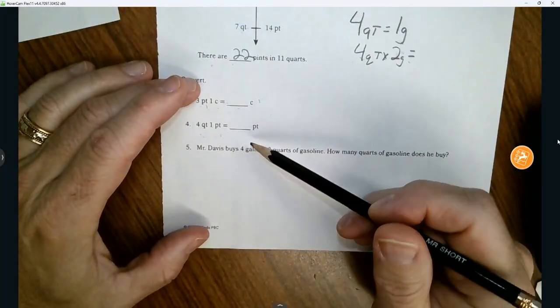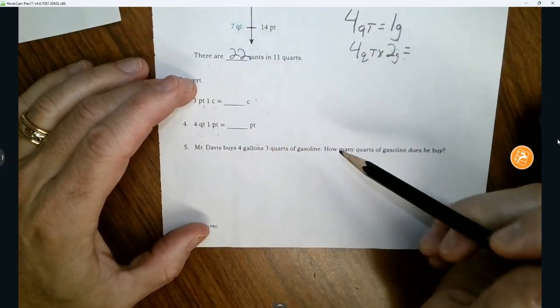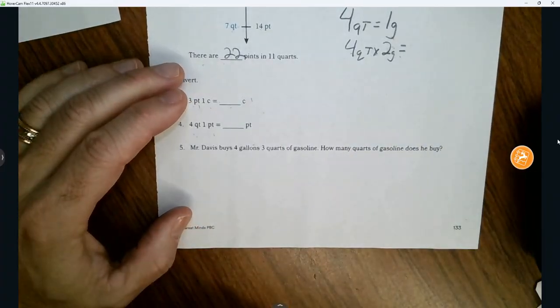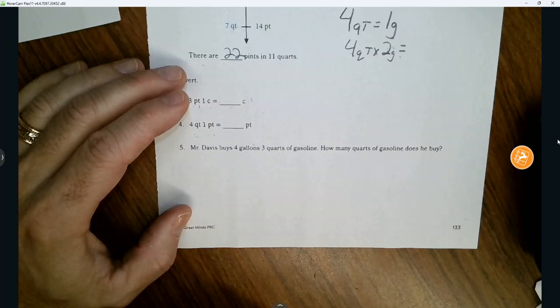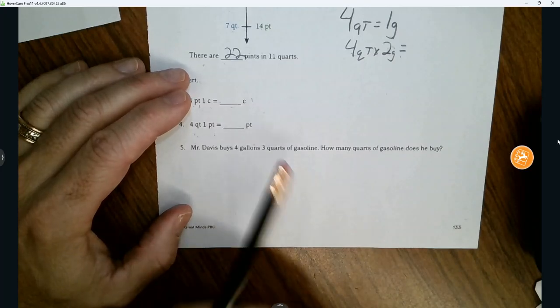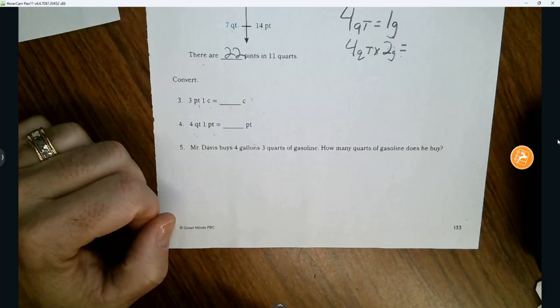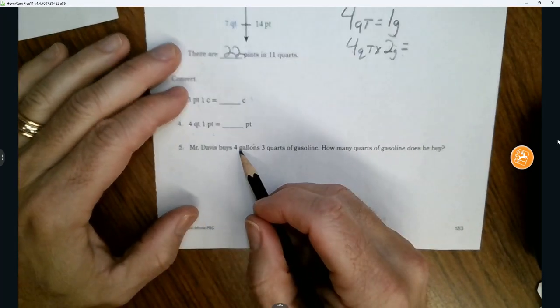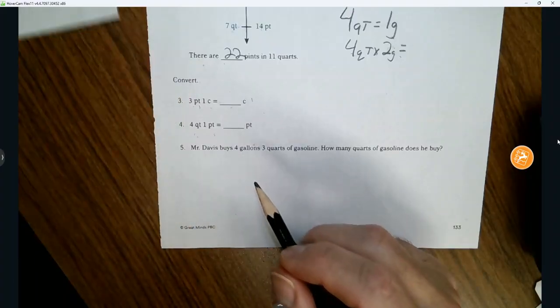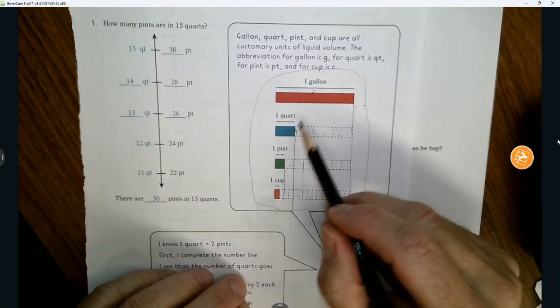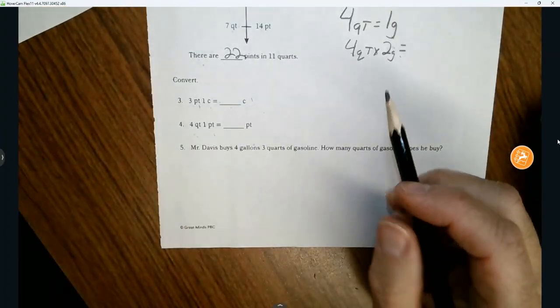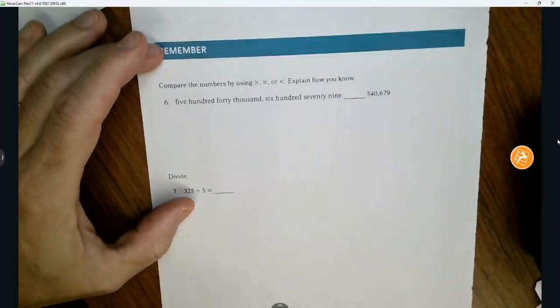All right, Miss Davis buys 4 gallons, 3 quarts of gasoline. How many quarts of gasoline does she buy? All right. Parents, I know we don't ever know how many quarts of gasoline we buy. I get that, but this is the problem. We got to figure it out because we're trying to figure out quarts. So figure out again how many quarts are in a gallon. Hello, 1 gallon. How many is this? Add that plus the quarts, and then I'll give you your answer on the back.